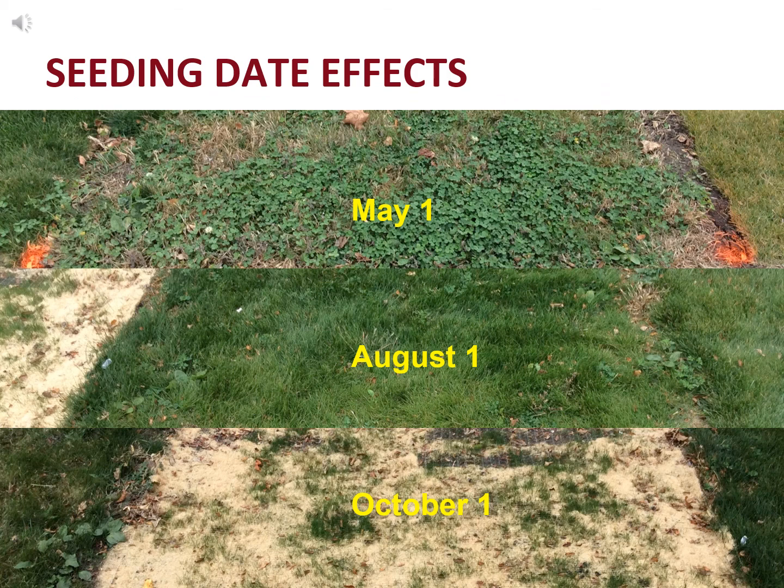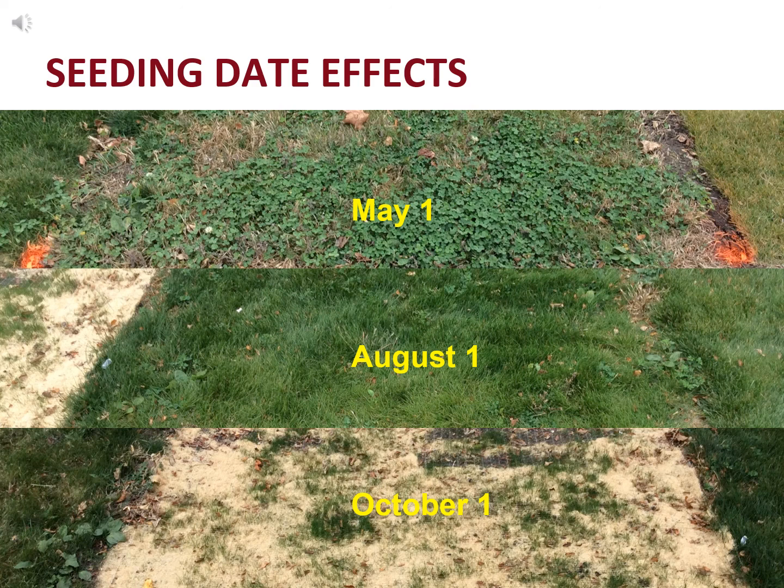Here are some pictures taken in the late fall that show the difference in seeded turf stands based on seeding date. All of these plots were planted in the same calendar year that the picture was taken. Spring planting, as shown in the top photo, can work. However, weed pressure can be a problem. If a midsummer seeding is watered properly and proper attention is given to the area, it can be successful.